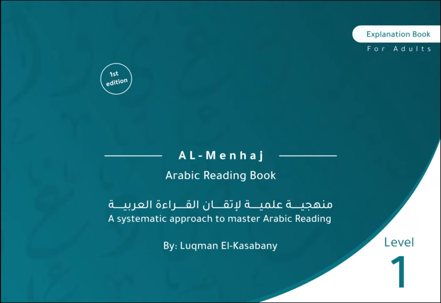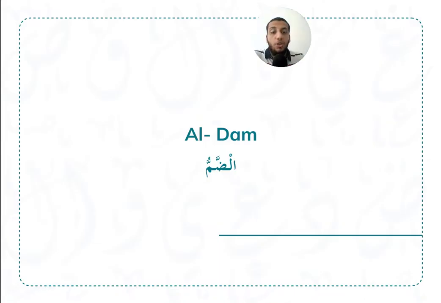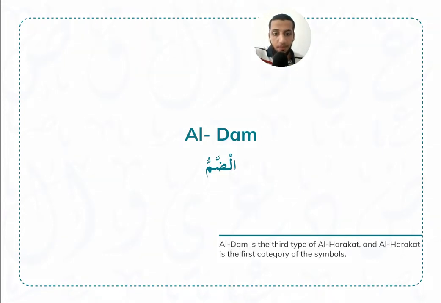This is just to remind you that we are explaining using Al-Minhaj book, the official book of Shaykhi Academy. So al-Dhamm, the third harakah we have after al-fath and al-kasr. Al-Dhamm is the third type of al-harakat, and al-harakat is the first category of the symbols.